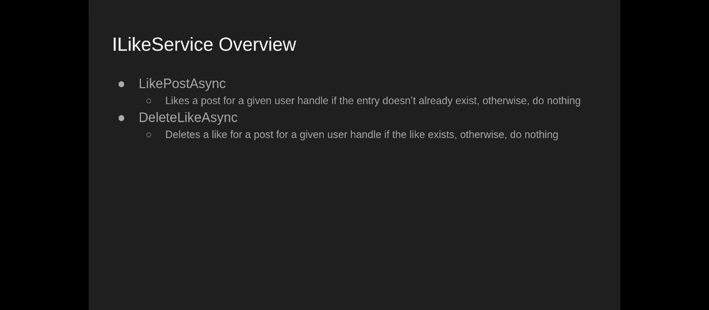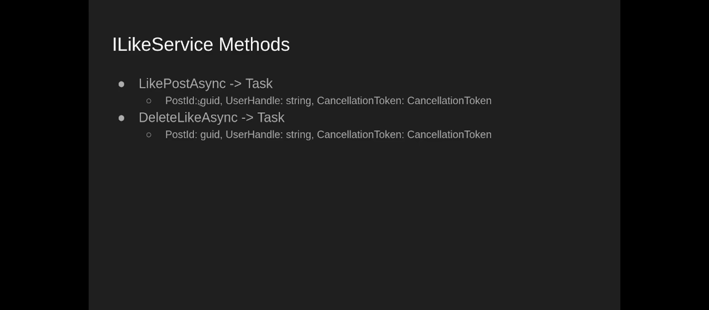And then delete like async deletes a like for the post for the given user handle if the like exists, otherwise do nothing. It's the same thing with deleting a post, right? We don't necessarily care if that method fails because that means that the data doesn't exist and we didn't want it to exist, so that's success.